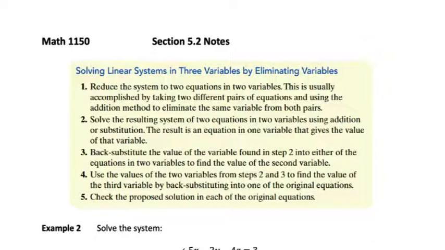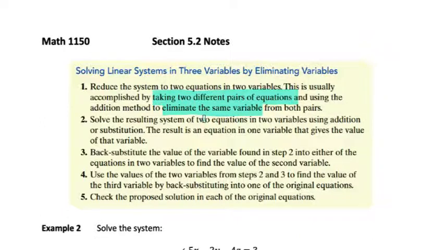In this video for section 5.2, we're going to solve linear systems with 3 variables and 3 equations. Basically, the process for this is just applying the addition method 3 times. So what we're going to do first is take 2 different pairs of equations and use the addition method to eliminate the same variable from both pairs.